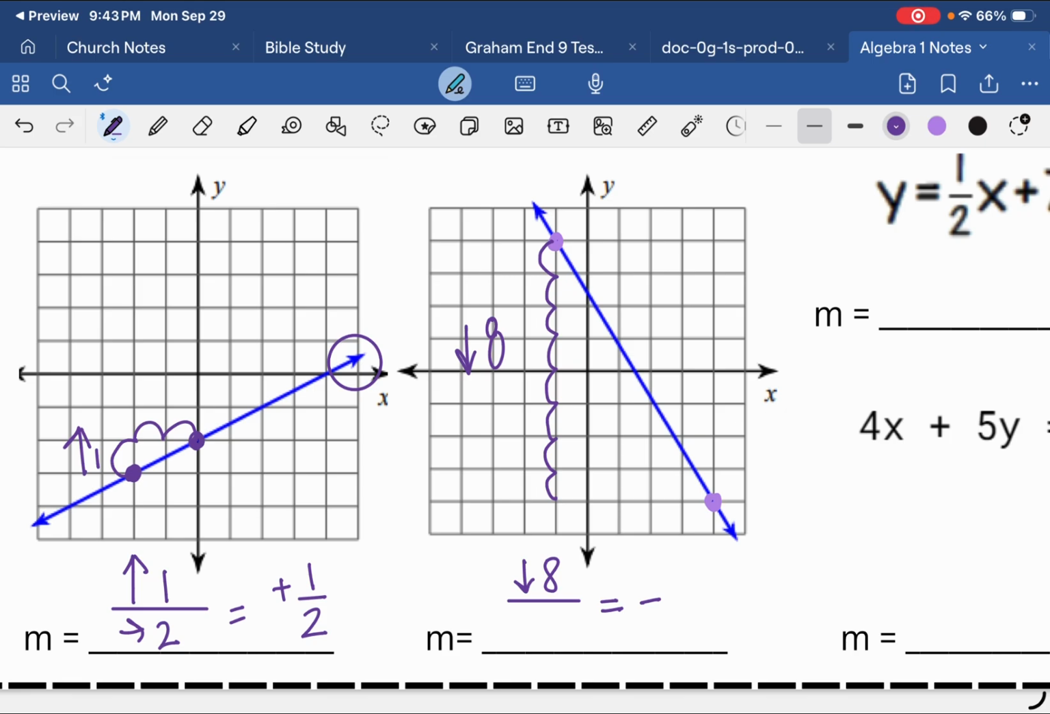If I fall and then run to the right, when I fall down, don't ever fall down the stairs, but if you fall down the stairs, you are going to go down. That's going to be a negative action, okay? All right, I wouldn't want to fall down the stairs. So then I run 1, 2, 3, 4, 5. So because I fall, my slope is a negative 8/5.